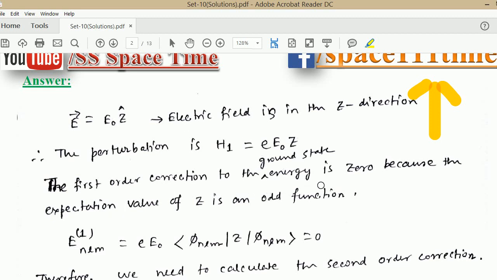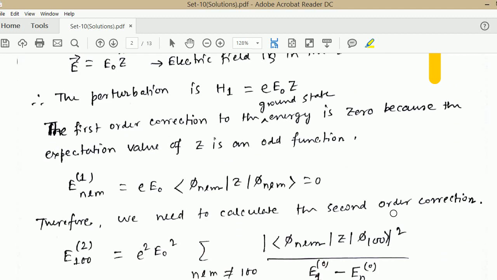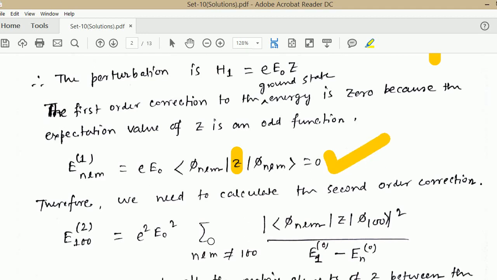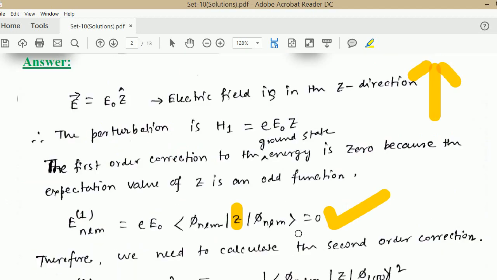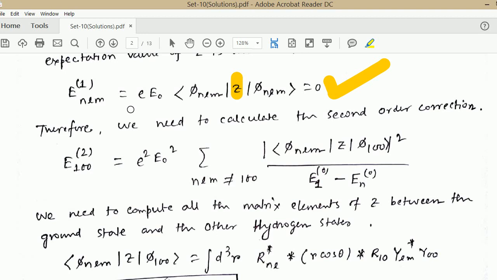Therefore the first order correction to the ground state energy is 0, because the expectation value of z is 0, as z is an odd function. Now we have to find the leading order change in its energy, the leading order term. This was the first order correction. Next we will calculate the second order correction.